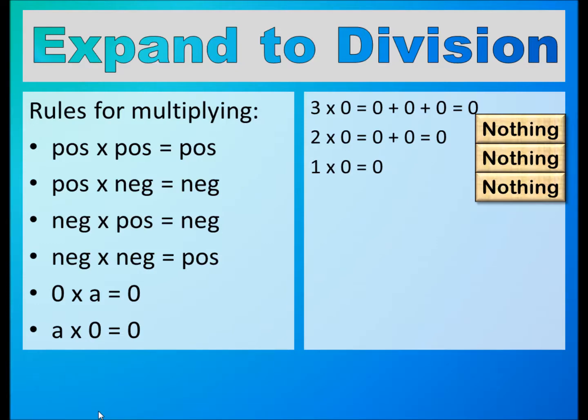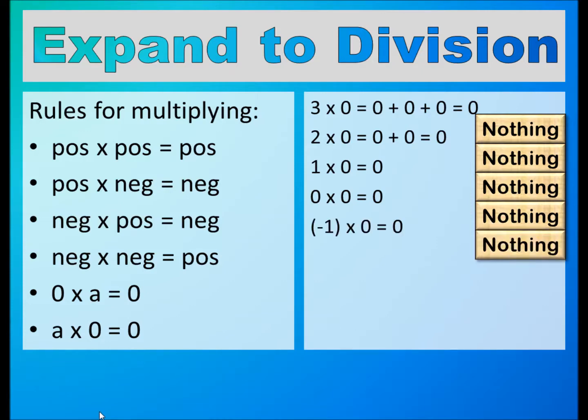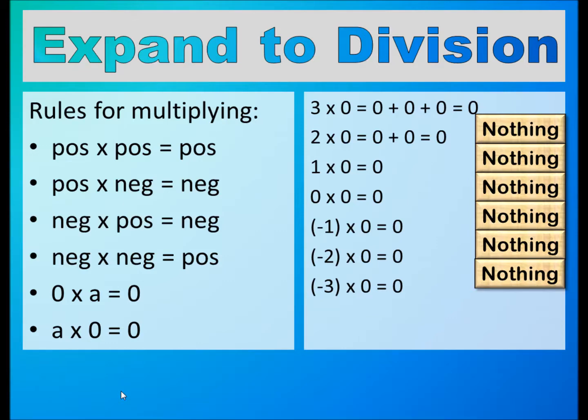So 0 times 0 is equal to 0. Do nothing again. Negative 1 times 0 is equal to 0. Nothing again. Negative 2 times 0 is equal to 0. Nothing again. Negative 3 times 0 is equal to 0. So a times 0 is equal to 0. That means that any number times 0 is equal to 0.